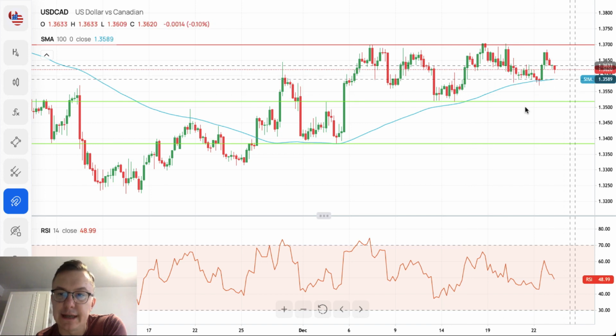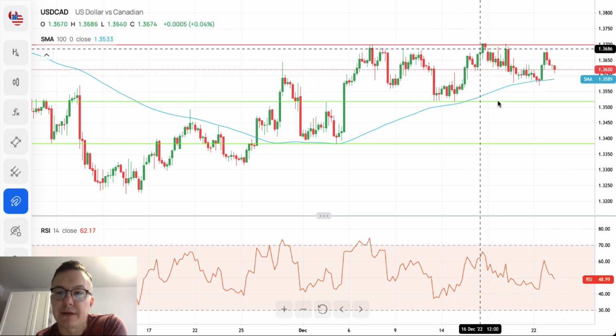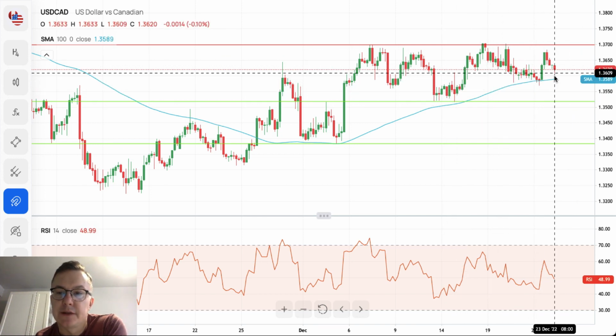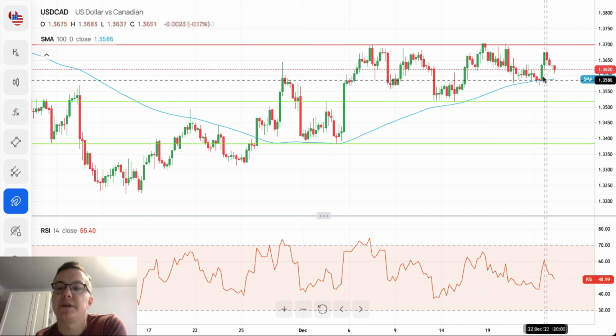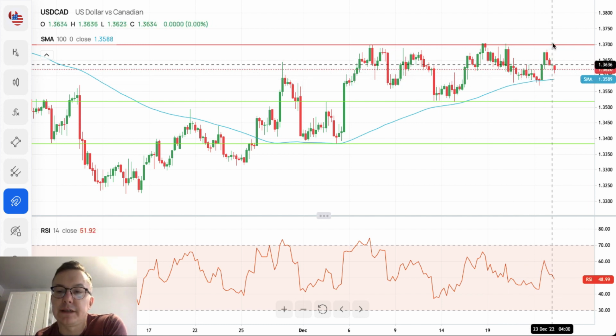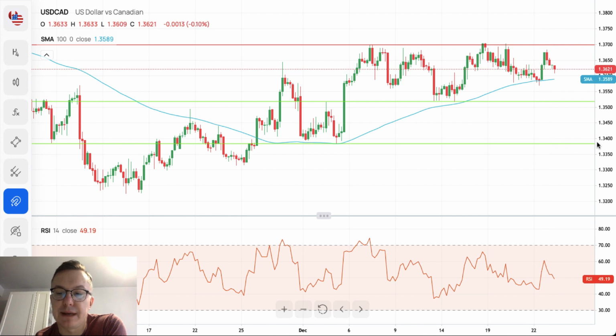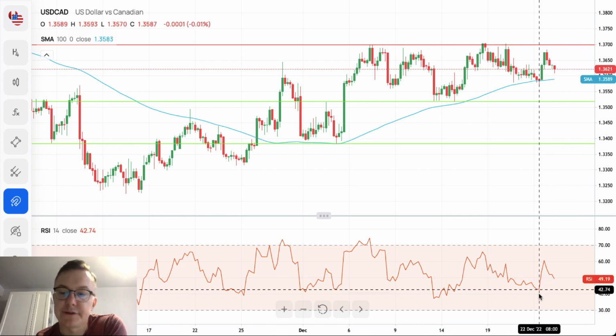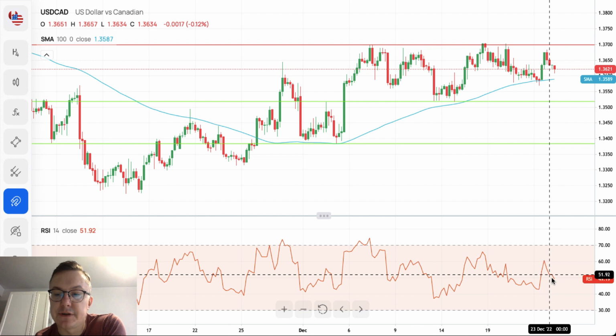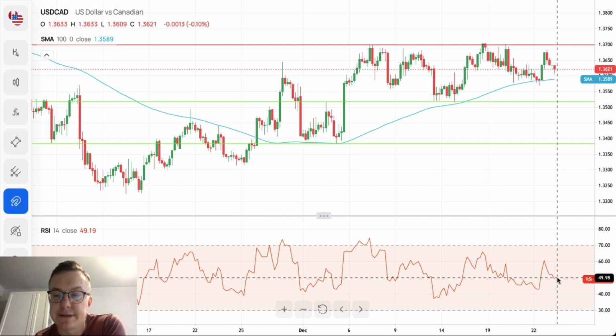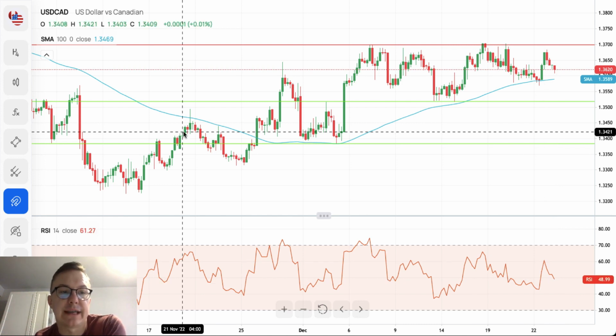So we are locked inside of this zone. We are bouncing from the 100 periods moving average. Technical resistance present, technical support present. Momentum is sometimes above the level of 50, sometimes below the level of 50. Right now it's testing the level of 48 points. So nothing serious is going on this market just yet. US dollar to the Canadian dollar.